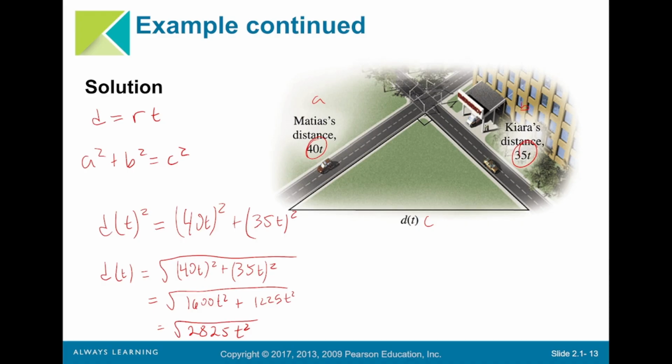Well, the square root of 2825 is, let's see, one second, 2825. Here we go, 53.15 t. Because notice the square root and the t squared kind of cancel. I did the square root of 2825, we get 53.15 t. So our distance overall simplifies all the way down to 53.15 t.